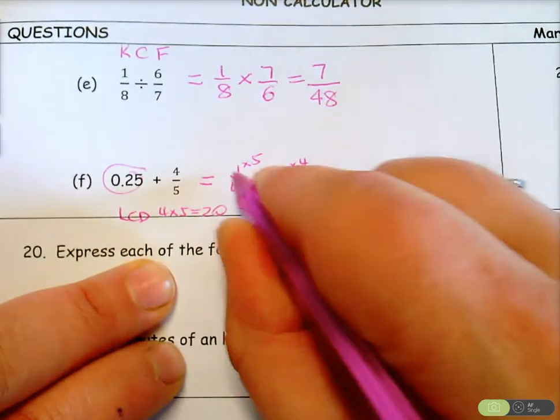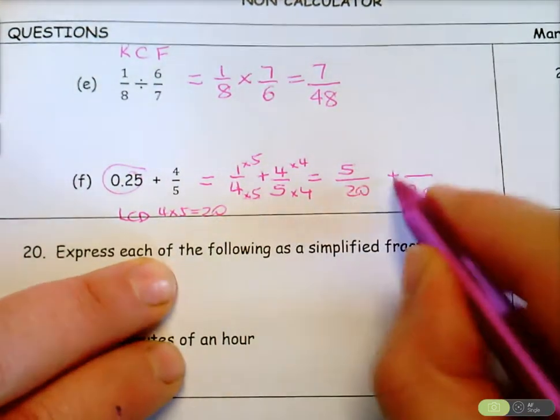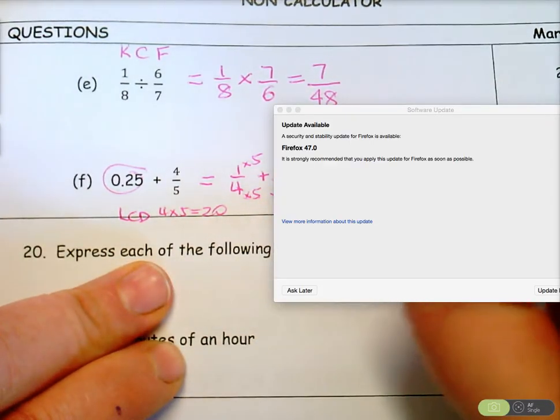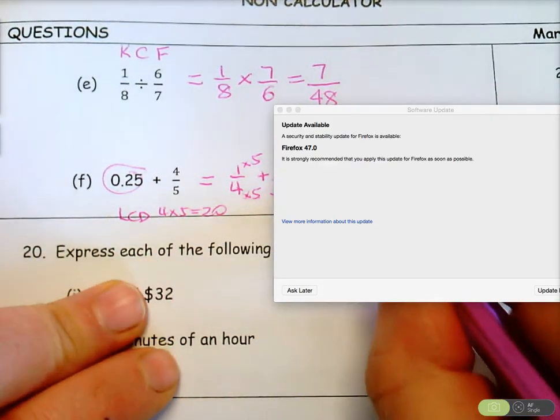4 times 5 is 20, 1 times 5 is 5, plus, again, 5 times 4 is 20, 4 times 4 is 16. So this becomes 5 over 20.